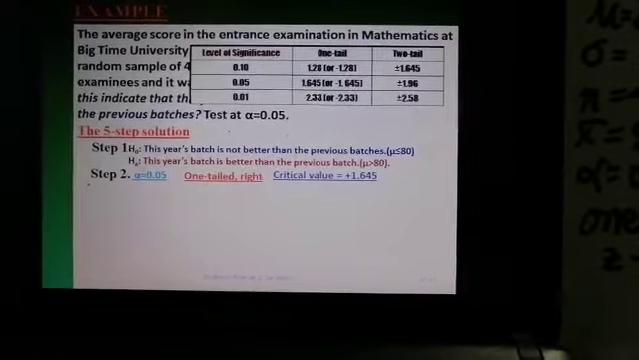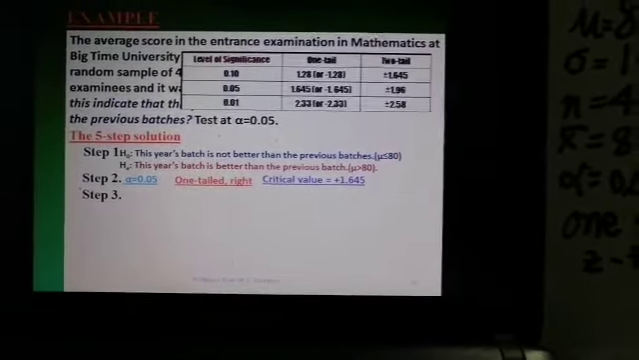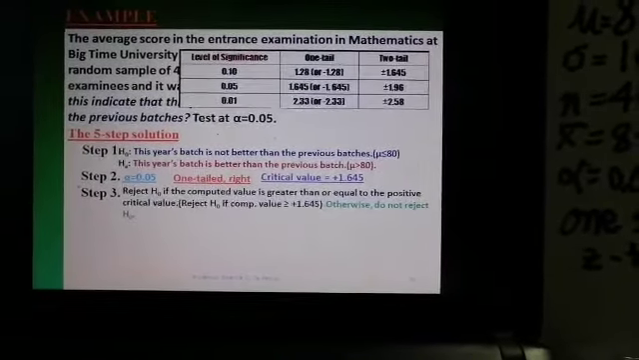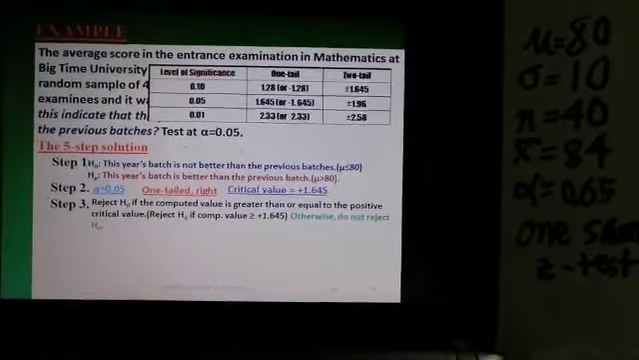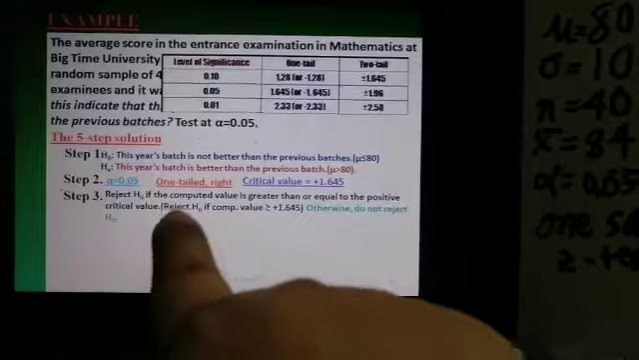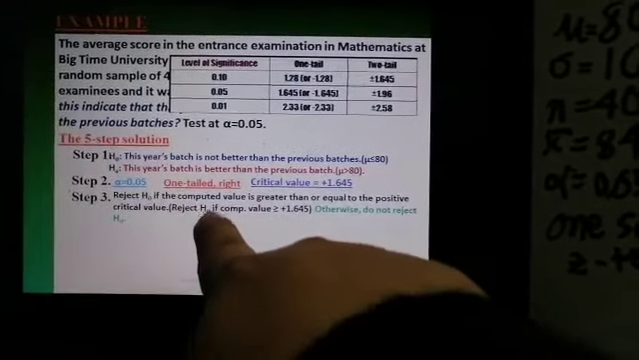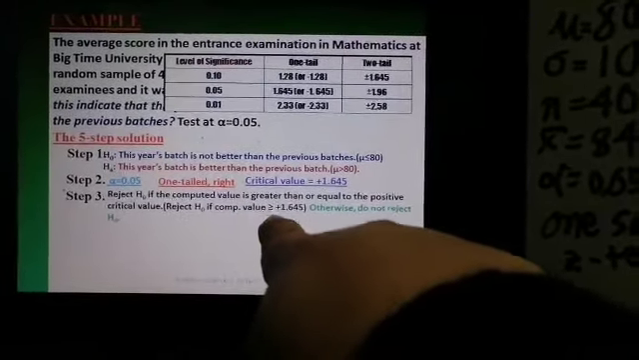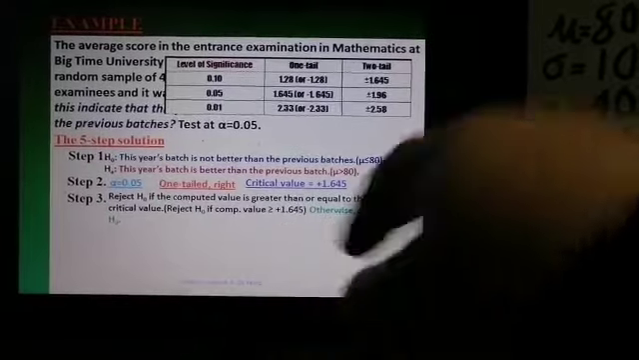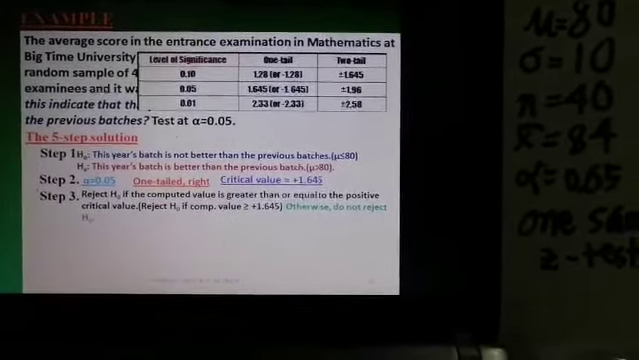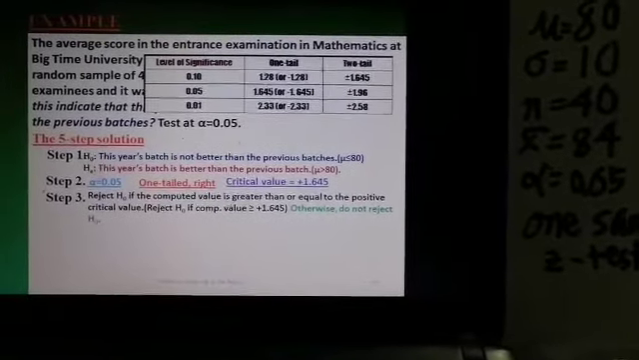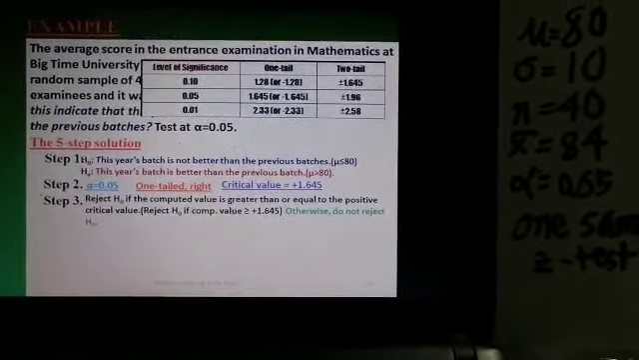So for step 3, our decision rule will be shorter this time. Why? Because we just have one tail. So we reject H0 once our computed value is greater than or equal to the positive critical value, in this case 1.645. If that's not the case, then we have to accept H0.